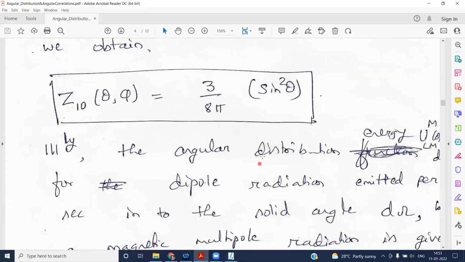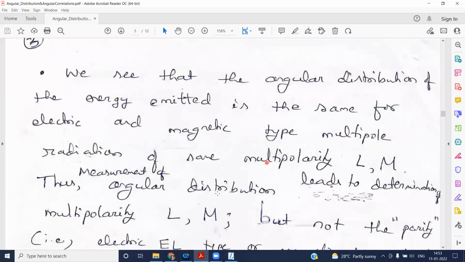So we have determined that the angular distribution for a given L value and M value is typically given by this kind of distribution. But the distribution only tells me what kind of L it is. Is it a dipole? Is it a quadrupole? Is it some higher rank L value? If I count the gamma rays coming at different angles, that tells me the L value of the radiation can be determined.